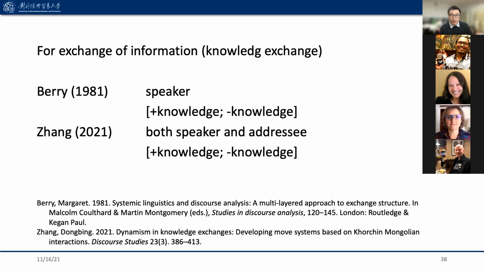Berry did this with another kind of exchange, which she calls informed and elicit exchange, and later known as knowledge exchange. Sorry, there's a typo on the slide. This kind of exchange is exchange of information. So for Berry, at each point in an exchange, what the speaker does is to select between knowing and not knowing. And in my own work on knowledge exchange, I propose that this is true for both speaker and addressee. So the speaker would be positioning themselves as knowing or not knowing, and at the same time making predictions about the knowledge of the addressee.